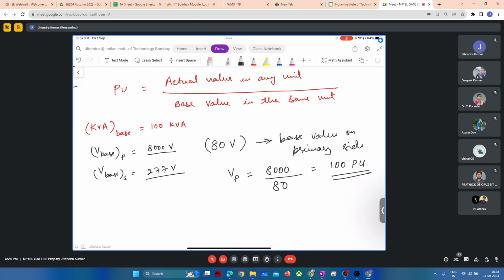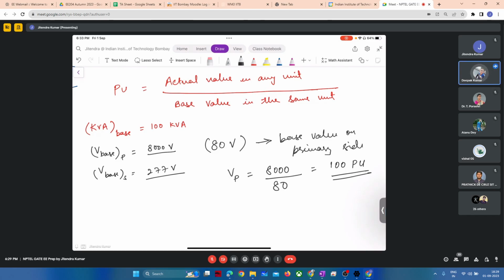So here we are considering base value is 80 volt, and the actual value is 8,000 volt, which was provided in the problem. But let's suppose you say that I will not take 8,000 volt as my base value, I will take 80 volt as my base value. So in that case, you will end up with 100 per unit of primary voltage. Did you get my point?